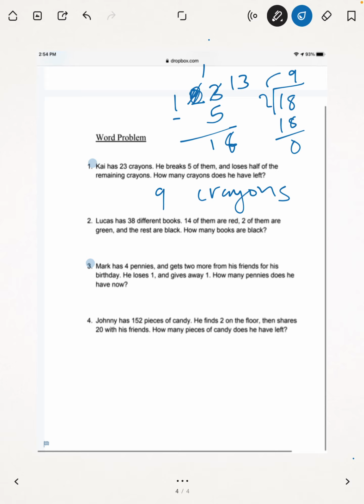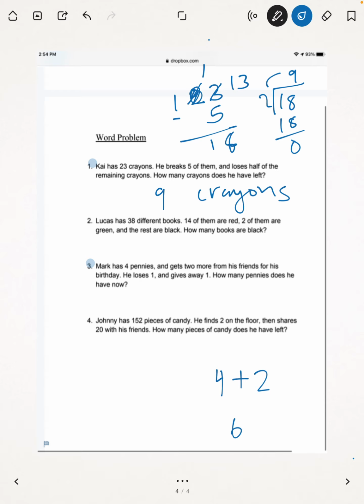Okay, Mark has 4 pennies and he gets 2 more from his friends for his birthday. He loses 1 and gives away 1. How many pennies does he have left? Okay, so it says that he has 4 pennies in total, and he gets 2 more from his friends for a birthday. So 4 plus 2, that goes 6.